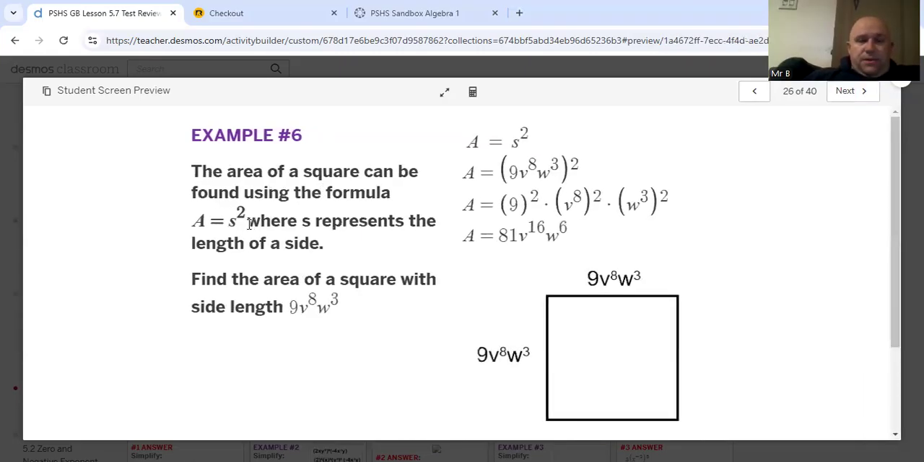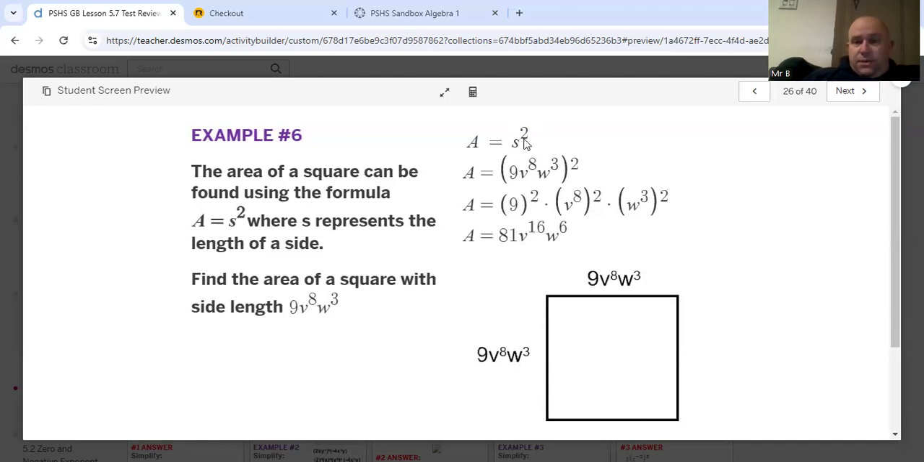The area of a square can be found using this formula, s squared. Find the area of a square with side length 9v to the 8, w to the 3. Now, I drew a picture because I just find it helps me to do this. There's one side. Obviously, if it's a square, this is going to be the same length. And then from here, I can just say I'm multiplying like I did on the rectangle. 9 times 9 is 81. When I multiply, I add exponents. So 8 add 8 is 16. And 3 add 3 is 6.